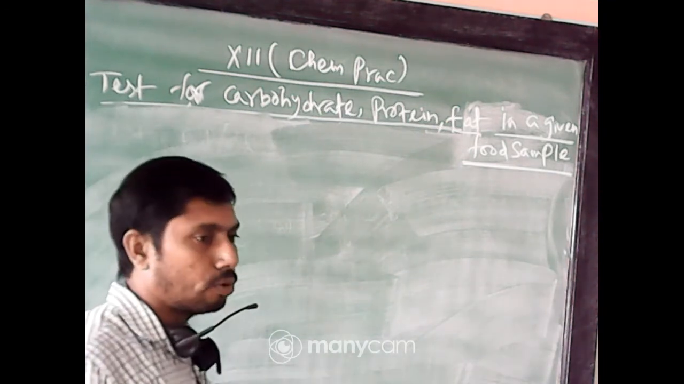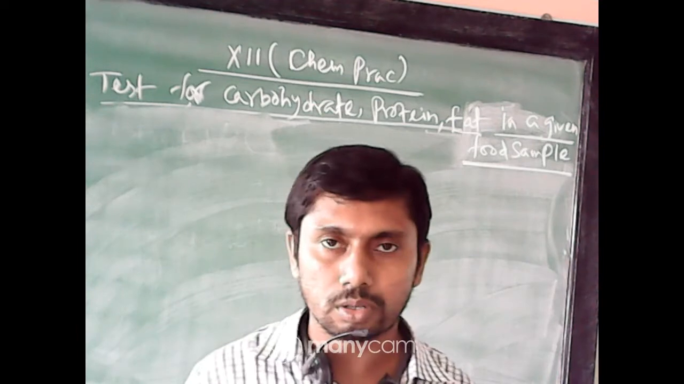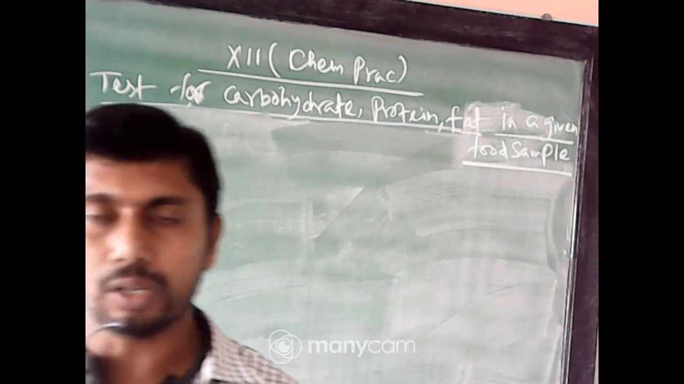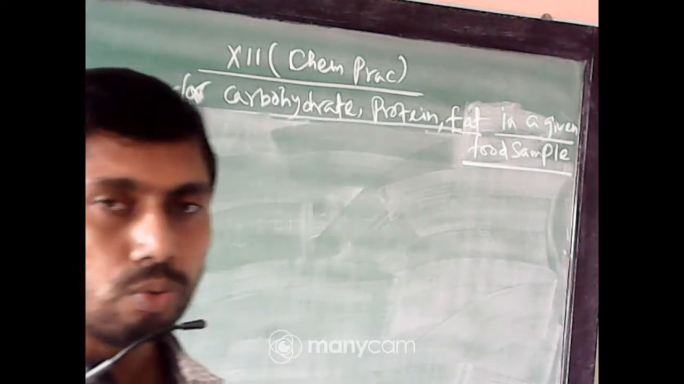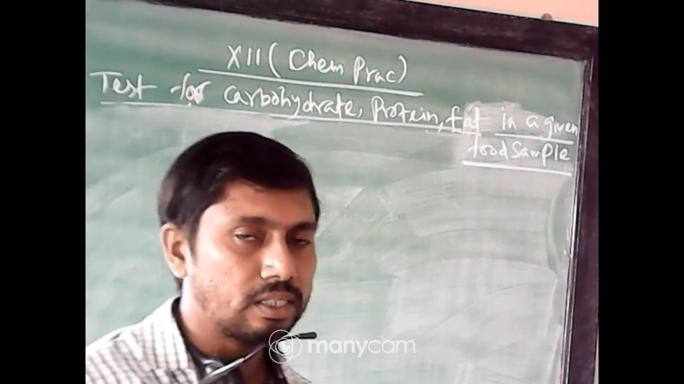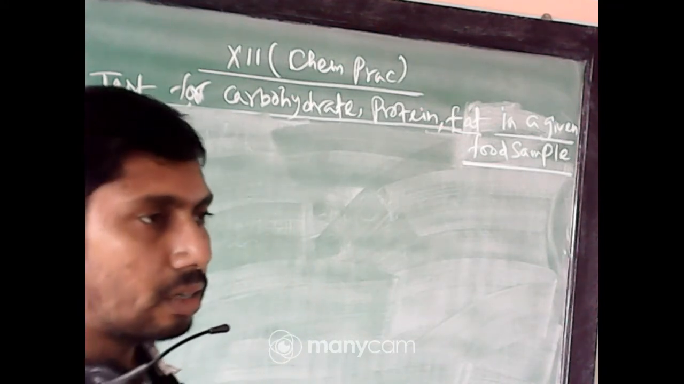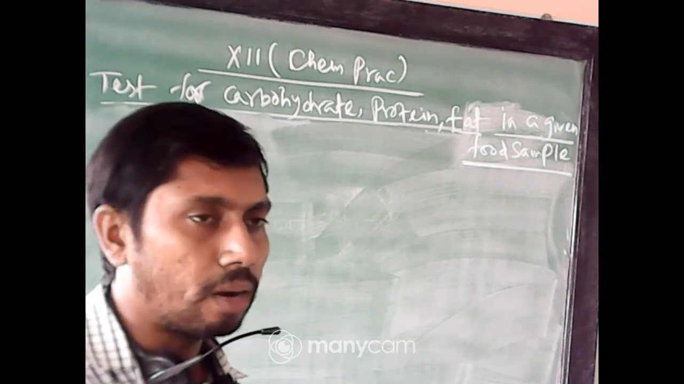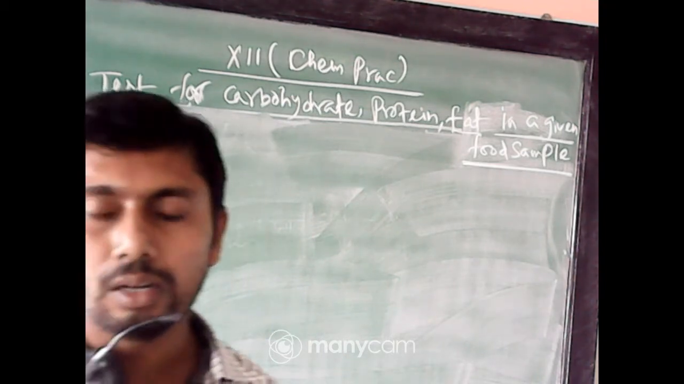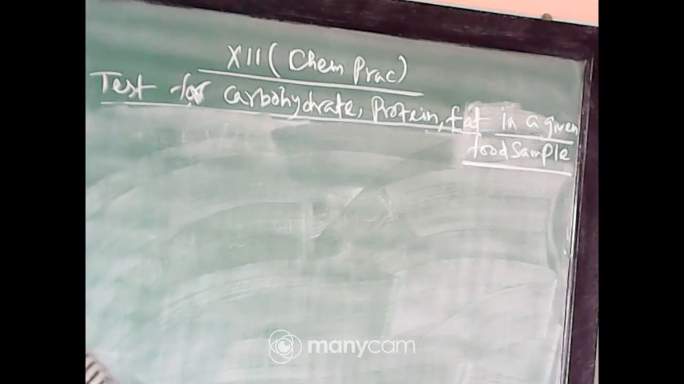The marks are 4 plus 4 plus 2: 4 for the titration, 4 for the inorganic part, and 2 for the other section, where the preparation is also there. With that, the detection of carbohydrate, protein or fat in a given food sample is there. So it is an easier one.